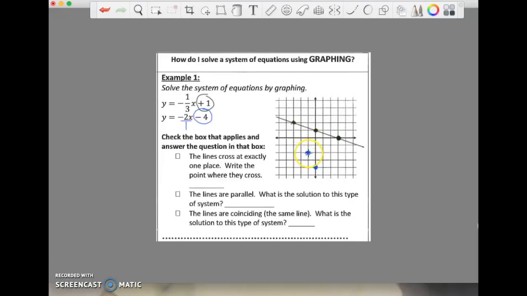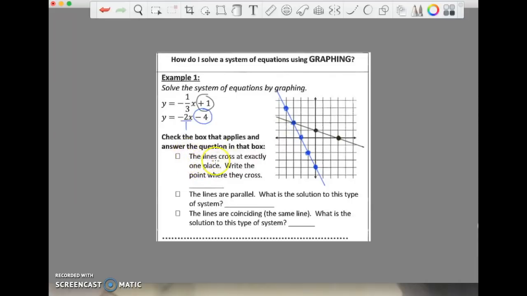I can continue until my points intersect. So 1, 2, 1 over. Draw my line. Once again, I'm using my ruler because I want my line to be straight so we can see the perfect point of intersection. So I'm going to create my line. Now let's check the box that applies and answer the question.